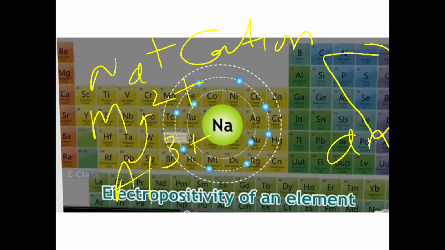So what is the electropositivity of an element? It is the tendency of a metal to make a cation. They make cations by losing electrons. So this tendency is called electropositivity.